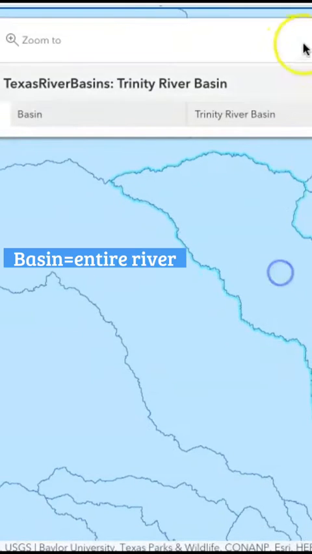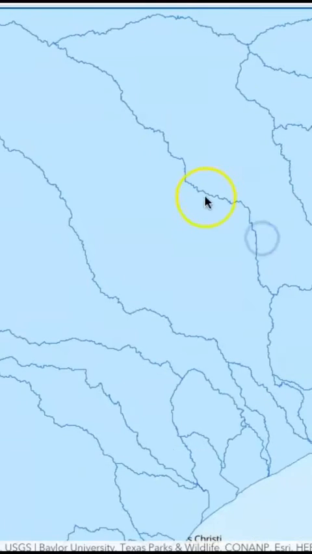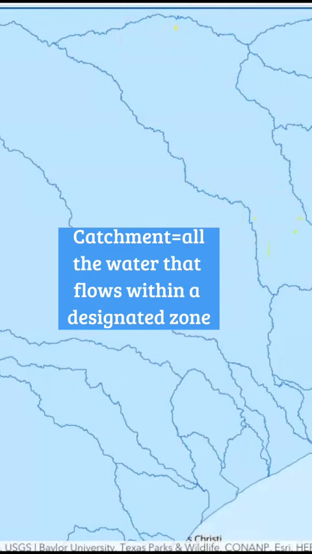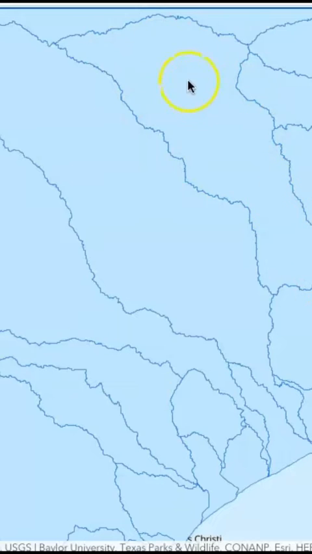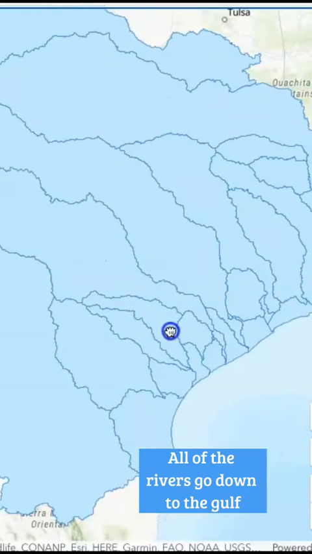A basin is just another word for the entire river, as far as a watershed is concerned. So what is a watershed? A watershed is another word for catchment. And a catchment is essentially all of the water that flows within a designated zone. And all of the water in here will be flowing into the Trinity as its major tributary to head down into the Gulf. So all of the rivers head down into the Gulf.